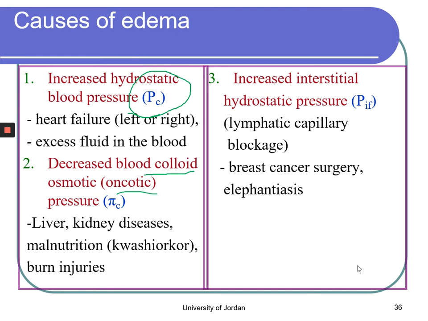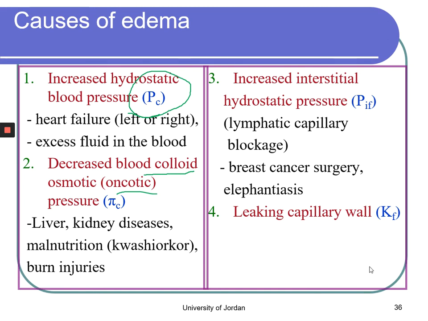Now, if you block the lymphatics, you know the lymphatics reabsorb around 5% of what is filtered. What is reabsorbed by the capillaries is around 85 to 95% of what is filtered. So there is usually extra filtered fluid, and it is reabsorbed by the lymphatics. If you block the lymphatics, this will increase the interstitial pressure and this will cause edema.